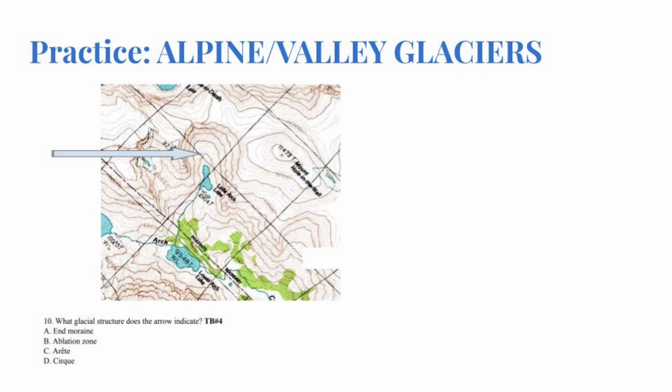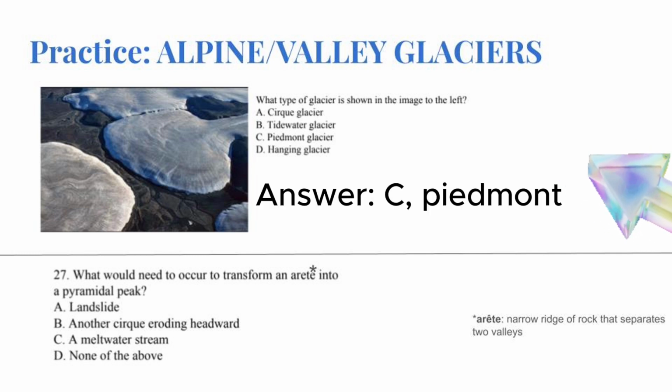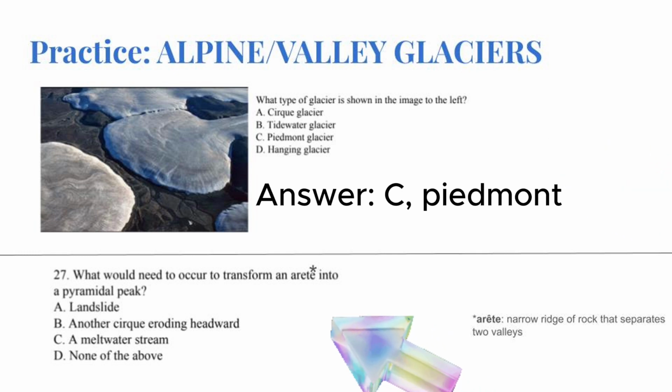arrow. Ablation zone is where there is more loss of glacier than accumulation. That's not right either. An arête is basically a ridge that separates two valleys, which is not the answer, so the answer is D. What type of glacier is shown in the image to the left? Notice how it spreads out like a lobe, so we should think of the Piedmont glacier, so the answer is C.